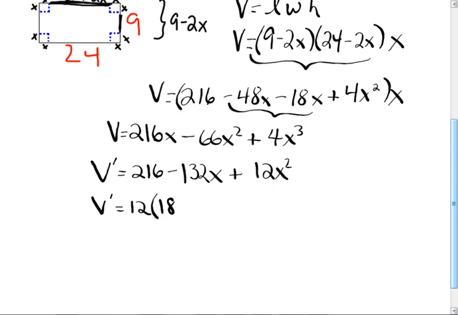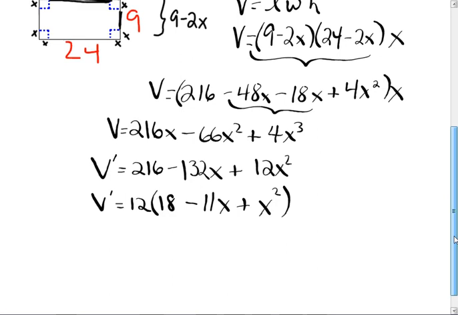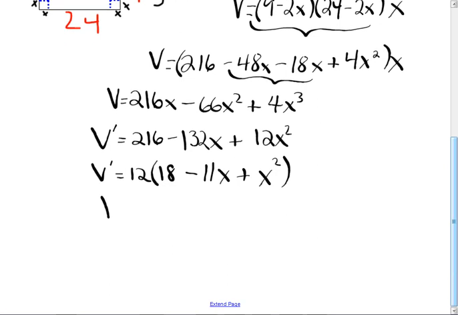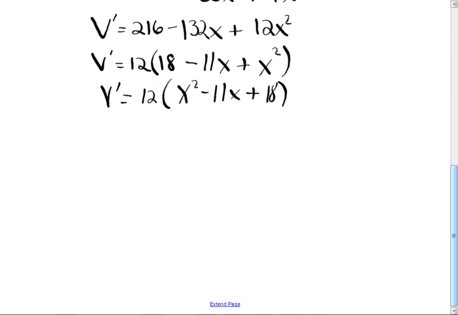Okay, how many times does 12 go into 132? 11. Plus x squared. Okay, I don't like that backwards. Do you? So v prime equals 12, and it's x squared minus 11x plus 18. Okay, that's much easier. Whew. I just don't like it backwards. I didn't learn it that way.